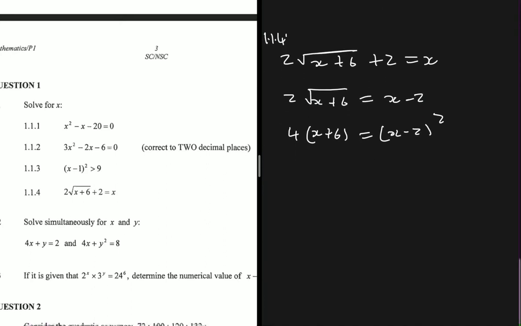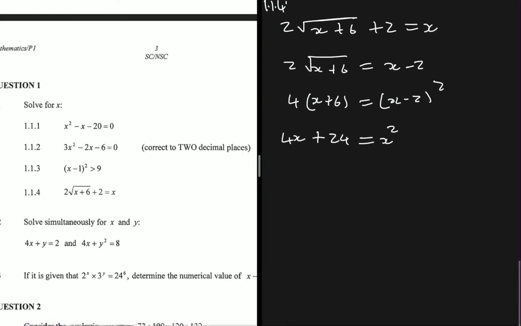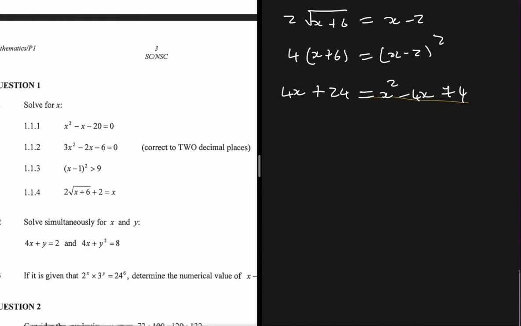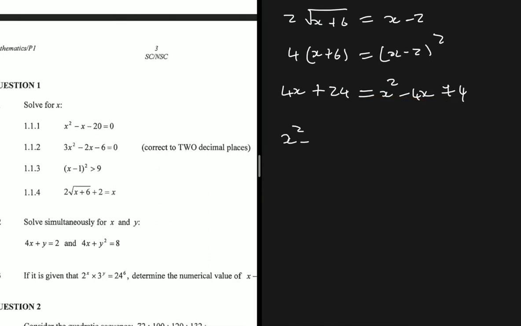squared, right? So I'm going to have 4 multiplied by x plus 6, that is 4x plus 24. And then that will be equals to x multiplied by x is x squared. x multiplied by minus 2, that's minus 2x. And then you multiply that by 2, you get minus 4x. And then minus 2 multiplied by minus 2, that will give you plus 4, right? And then I can write that in the standard format. I will get x squared minus 8x minus 20 equals 0, right?